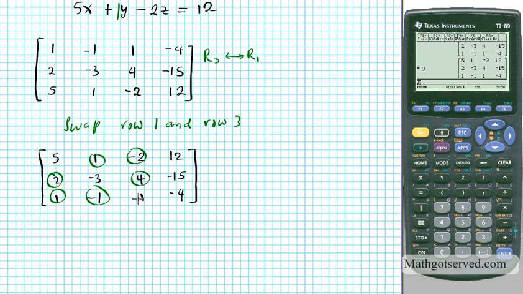Okay? So let's create our zeros first. After creating our zeros, then create our ones. Okay? So that's the strategy I'm using here. There are different ways of doing it, but that's what I'm going to do in this example. Alright? So let's go ahead and get started.